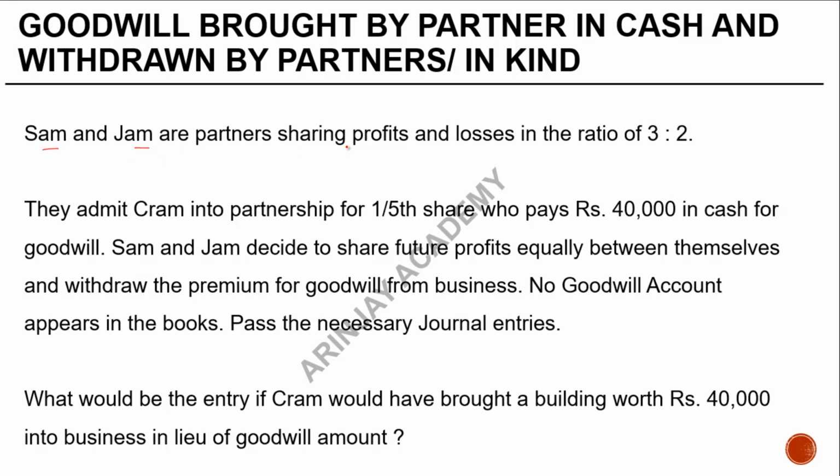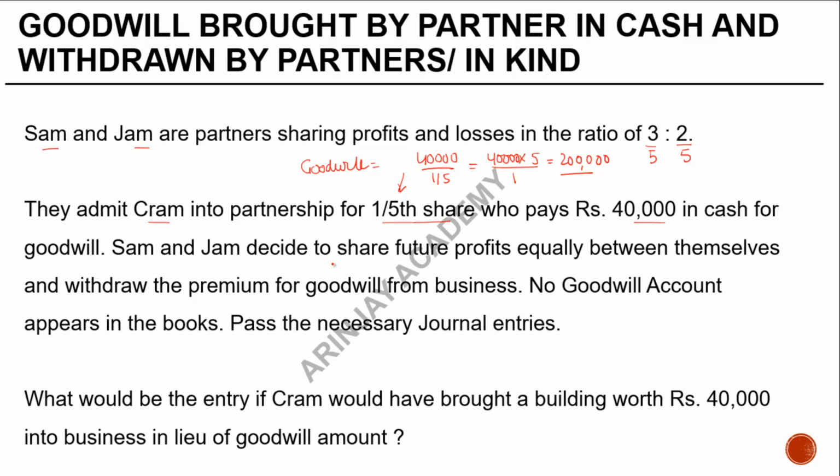Sam and Jam are partners sharing profits and losses in the ratio of 3:2, or in other words, 3/5, 2/5. They admit Cram into partnership for 1/5 share, who pays 40,000 in cash for goodwill. If he has paid 40,000 in cash for goodwill for 1/5 share, which means the 1/5 of goodwill is 40,000, that would mean that the value of goodwill is how much? It is 40,000 divided by 1 by 5, or 40,000 times 5 by 1, which is 2 lakh. So the value of goodwill is 2 lakh.